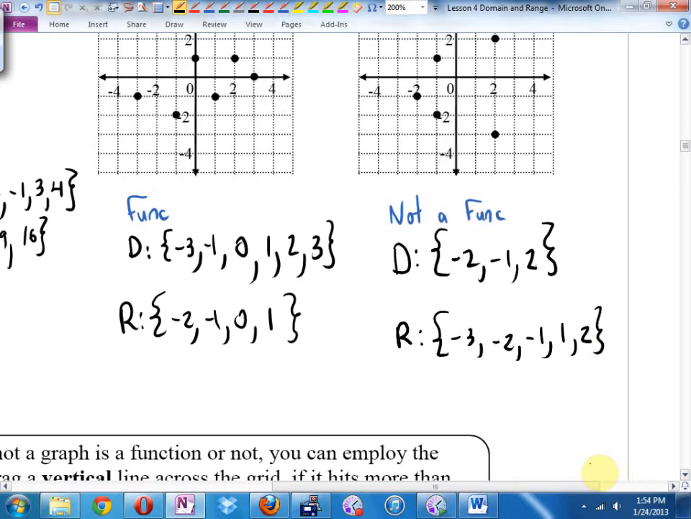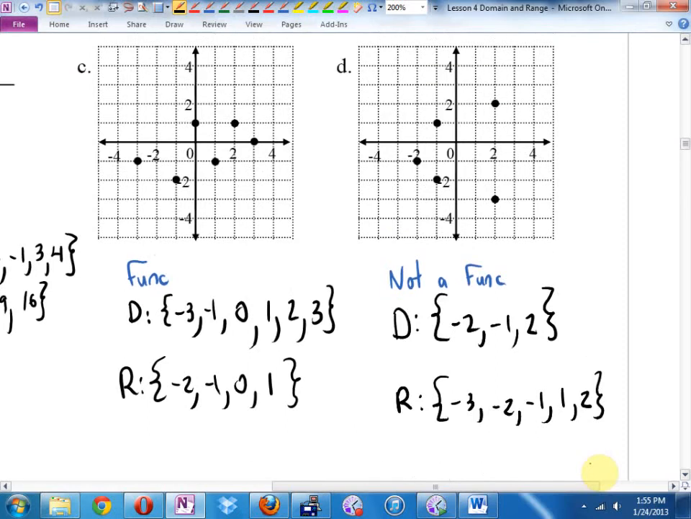I got 3 elements in my domain. I got 5 numbers in my range, I think. Negative 3, negative 2, negative 1, no 0, 1, 2. Yep. Is that right, I think? I got a domain of negative 2, comma, negative 1, comma 2. Those are all the x values that appear. I got a range of negative 3, comma, negative 1, comma, negative 1, comma, 1, comma 2. Those are all the y values that appear. Domain and range.